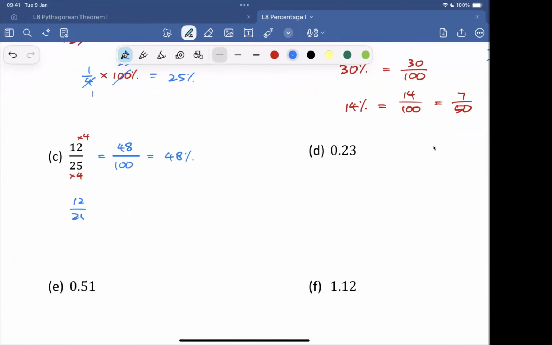So what about the last one? 12 over 25 times 100%. Divide by 25, divide by 25. 12 times 4 is 48. There you go. Isn't it easy, students?